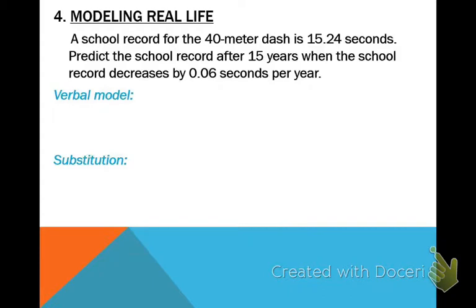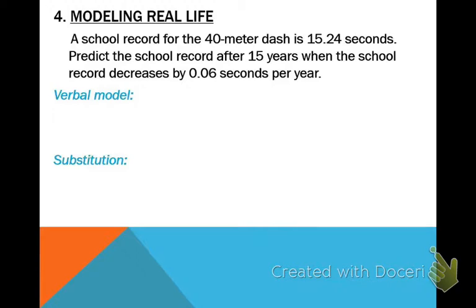Okay, so we're going to make our best guess of what we think the record is going to be in 15 years. So I am going to use Jocelyn here because she has done track before. So we're just going to pretend that she has the record at Trinity for the 40-meter dash above everyone else, 15.24 seconds. Now let's imagine that one day she grows up, she gets married, and she has a kid. Her kid comes to Trinity, and in 15 years, are you going to have a boy or a girl? A boy. She says her son in 15 years is going to break her record of this.